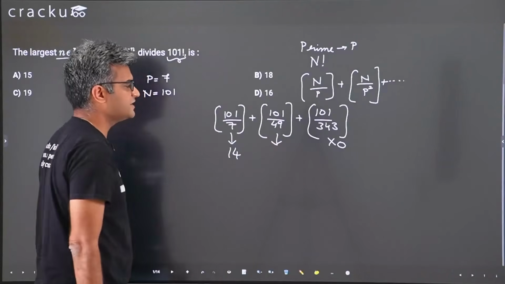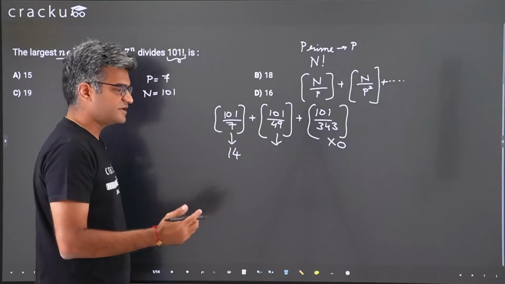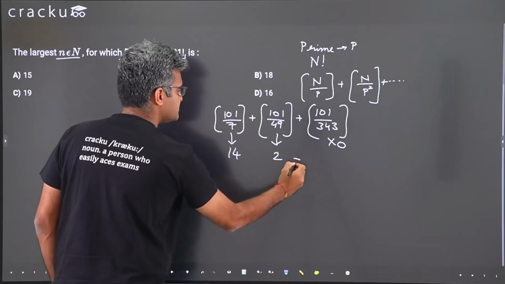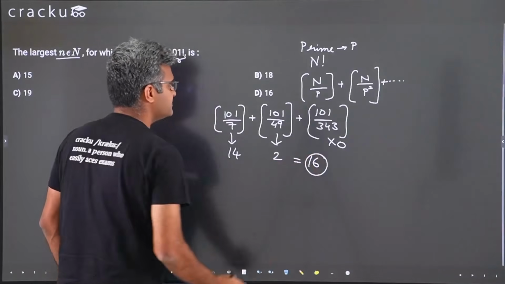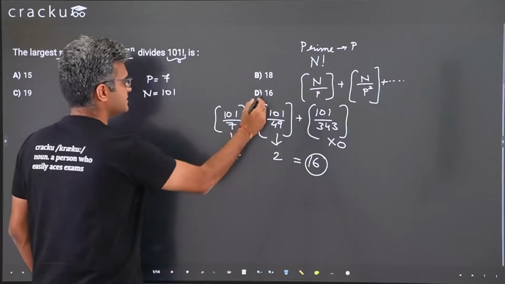101 divided by 49 will be 2 point something, so the integer part is 2. So the highest power of 7, which divides 101 factorial, is 16, which is option D.